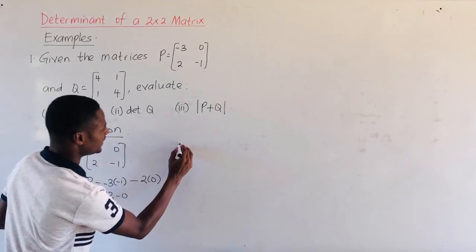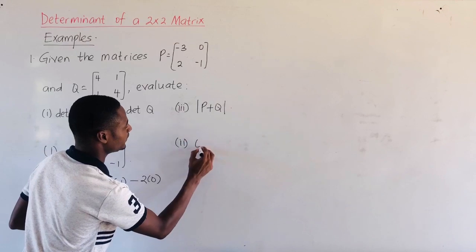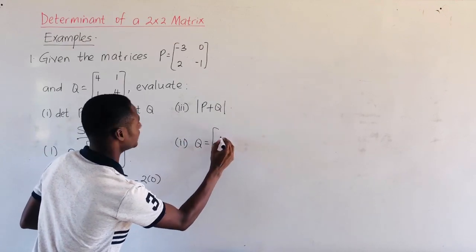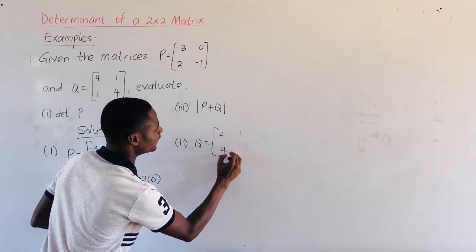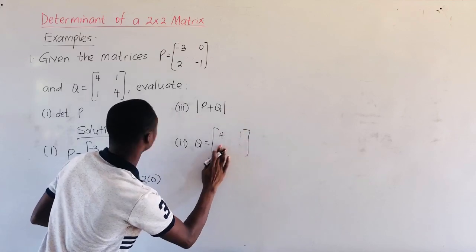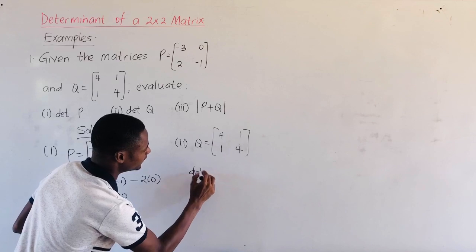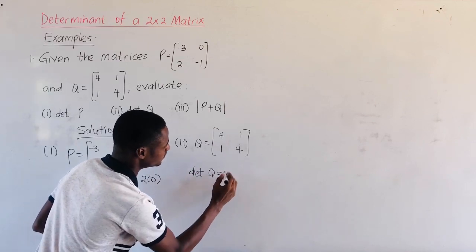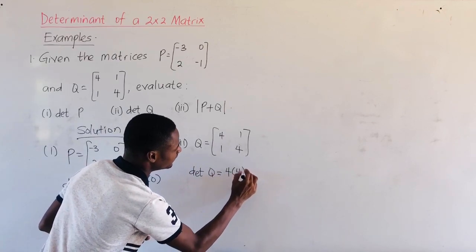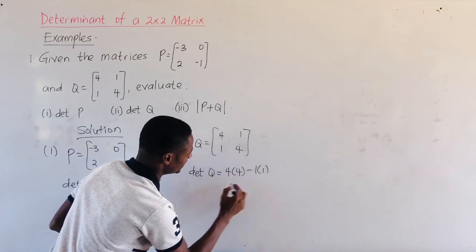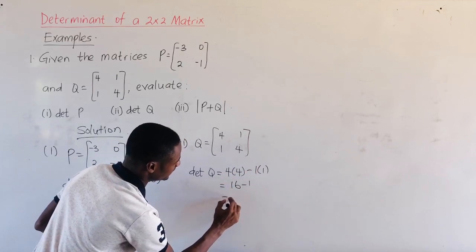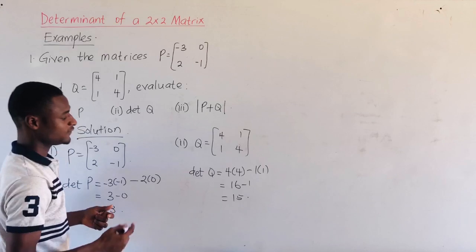Then the determinant of Q, we are given Q is 4, 1, 4, 1. So the determinant of Q will be equal to the product of the leading diagonal minus the product of the minor diagonal, 16 minus 1, and that will give us 15.